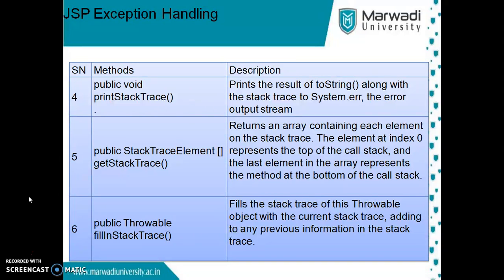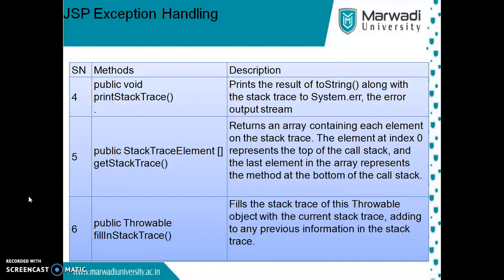It returns an array containing each element on the stack trace. The element at index 0 represents the top of the stack, and the last element in the array represents the method at the bottom of the call stack. And the last is fillInStackTrace, which fills the stack trace of the Throwable object with the current stack trace, adding to any previous information in the stack trace.